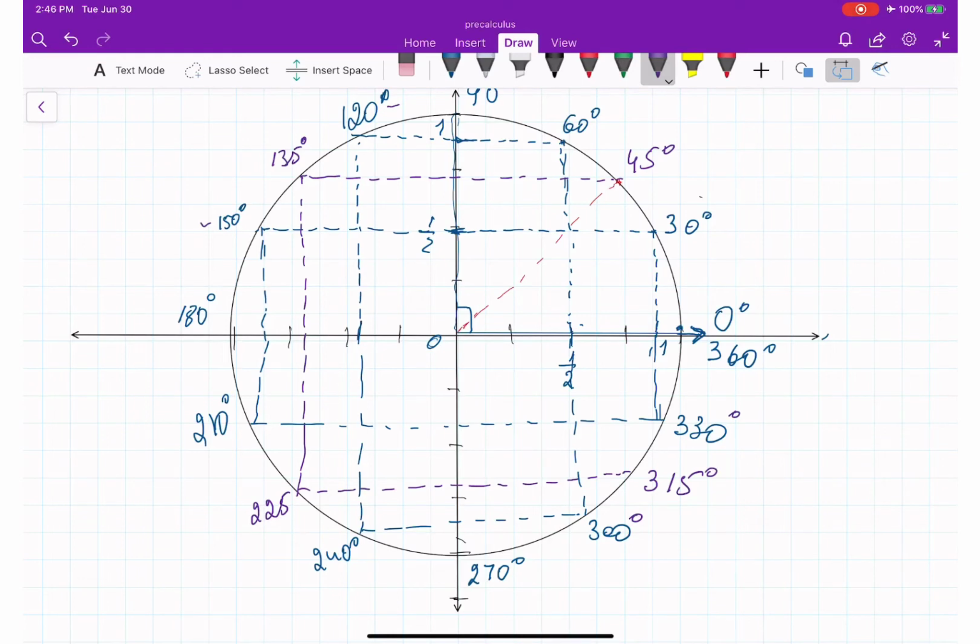So there we go. You have the circle with the most common angles you can use. Now let's represent them in the format of radians.